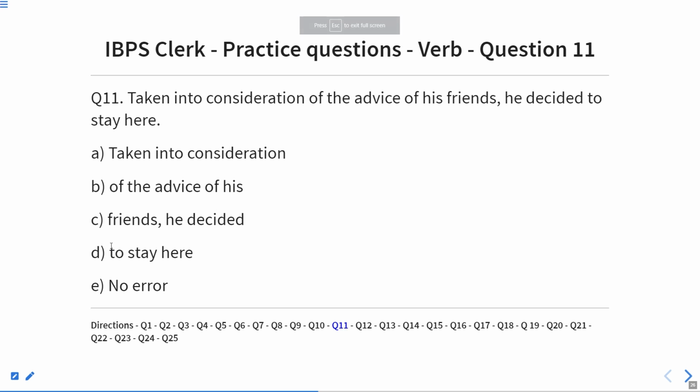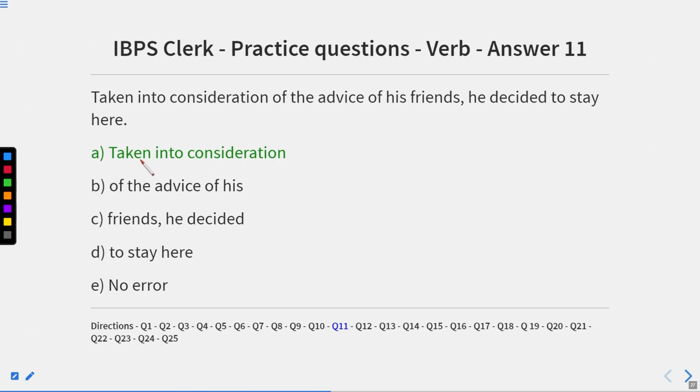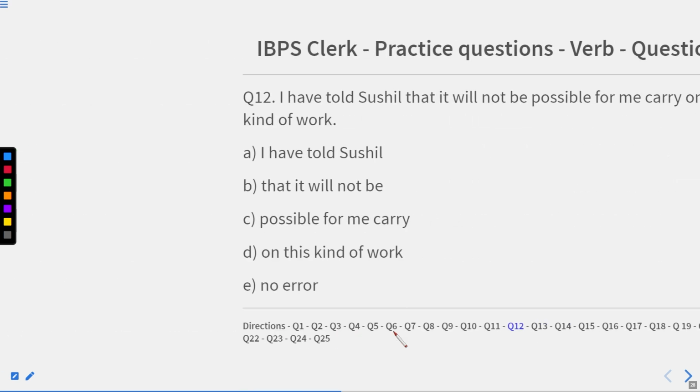Now this is question number 11: taken into consideration of the advice of his friends, he decided to stay here. Basically, the phrase taken into consideration is incorrect over here. So our answer is A. It should be take into consideration, or take something into consideration, or taking into consideration. We should write take the advice into consideration. So this part is incorrect, that is A.